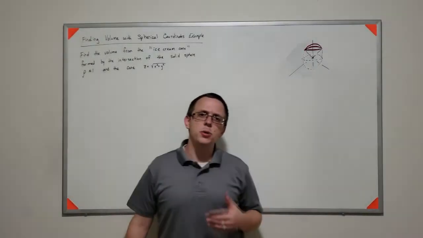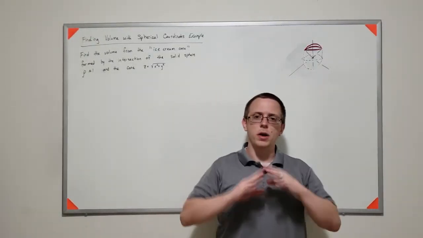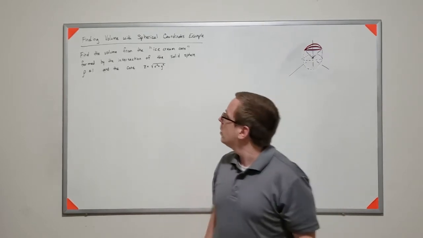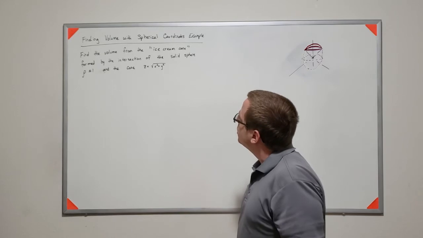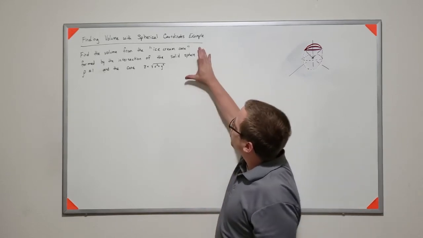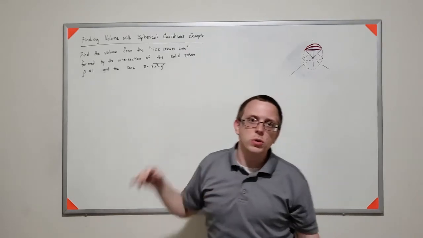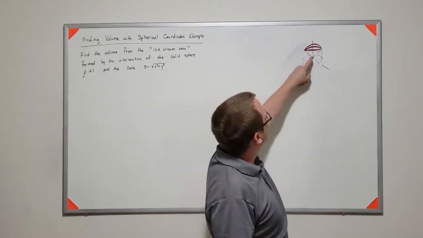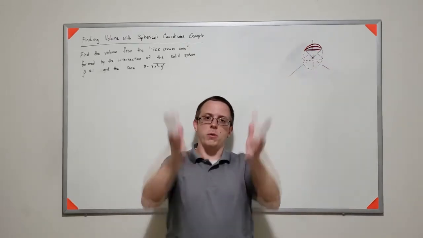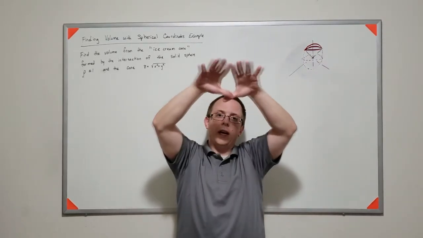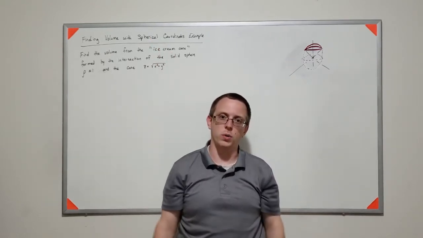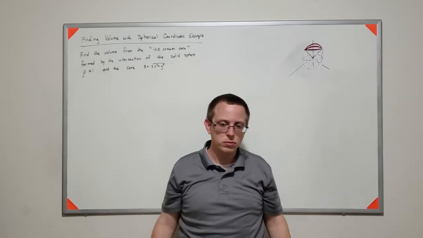For this example, we'd like to use spherical coordinates to solve a volume equation about an intersection. What we want to do is find the volume of this ice cream cone. I've got some sort of cone here, and on top of it is the sphere. So I want to intersect the sphere. I'm going to take everything on top of the cone and everything below the sphere, or inside the cone.